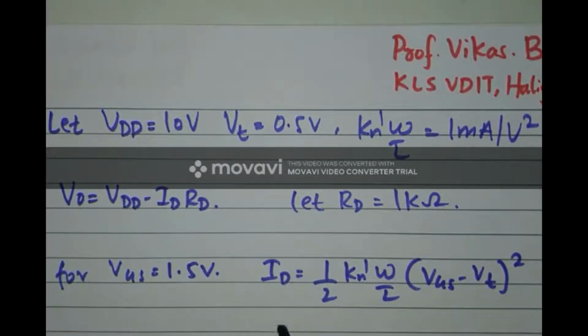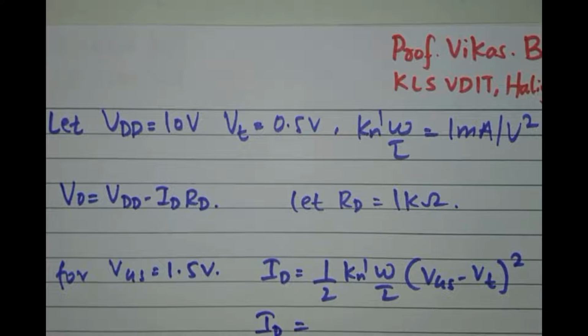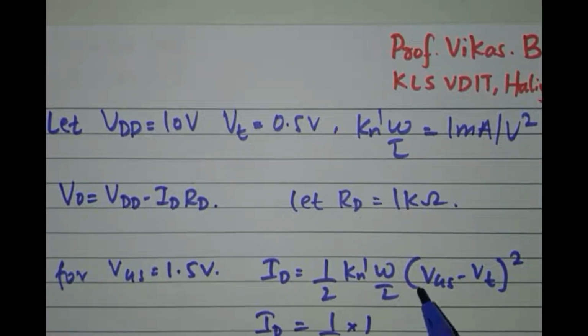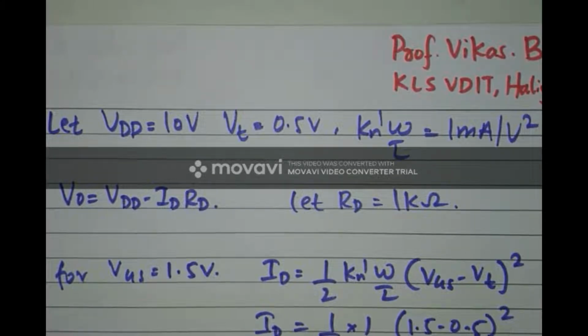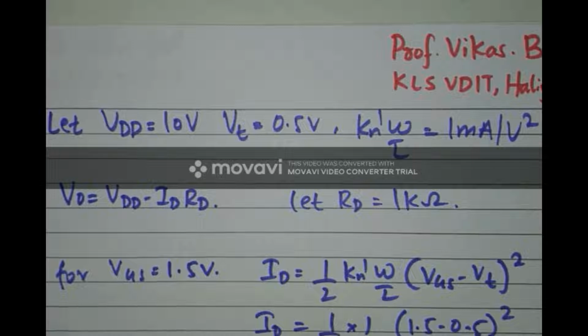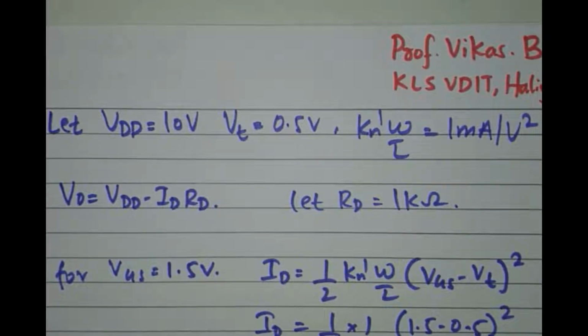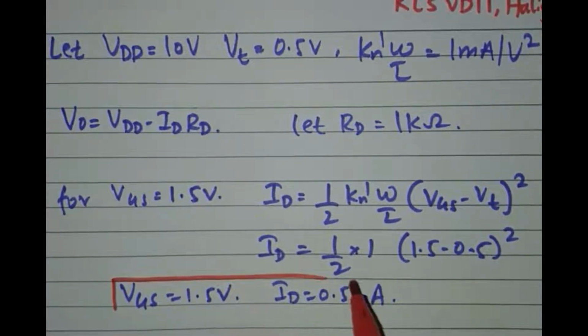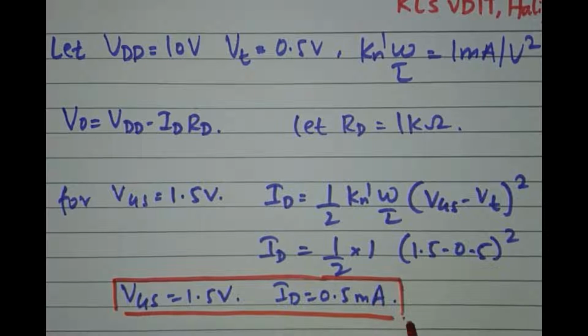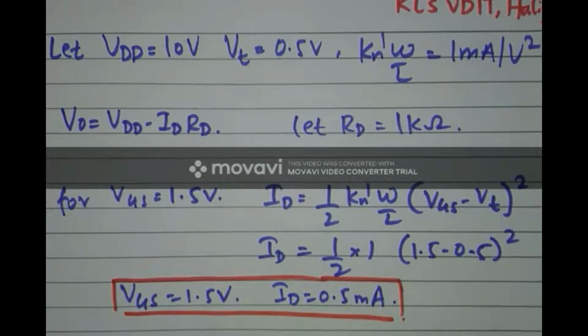So this is my equation. Now for this value of VGS of 1.5 volt, what will be my ID value? If I substitute this over here, I'll do one calculation. So this will be 1, I have already taken, so this will be 1.5 minus 0.5 whole square. This will be 0.5. So for VGS equal to 1.5 volt, I'm going to get ID equal to 0.5.